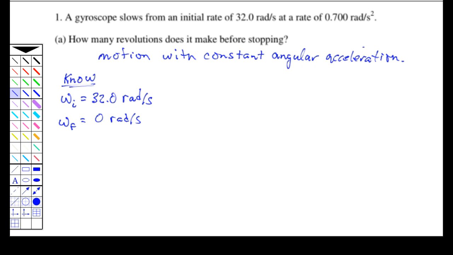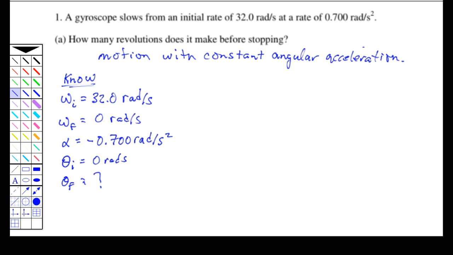We also know it has constant angular acceleration, and since it's slowing down, the angular acceleration should be negative, and it is negative 0.700 radians per second squared. Question A is we are asked to find how many revolutions it makes before it stops. We're going to consider its initial position at time equals 0. Its initial angle, rather, is 0 rads. And we want to find the final angle.